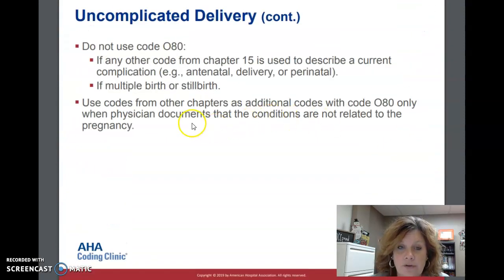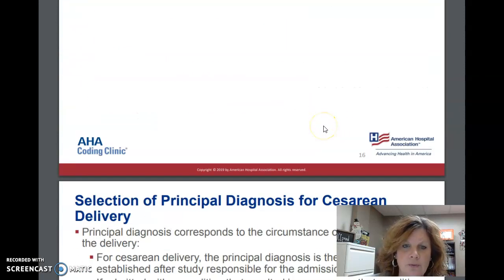Also, codes from other chapters will tell you when you cannot use O80. In your book, there are a little bit more definitions on that, so make sure you do go ahead and review those. And this is no postpartum. So again, it says admission with normal delivery. So review those on your own.